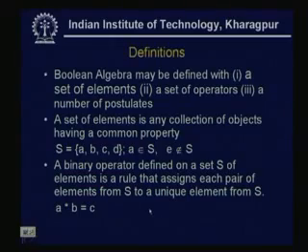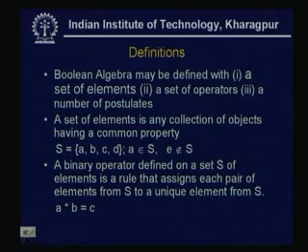First we see what we mean by algebra. Boolean algebra can be defined with a set of elements, a set of operators and a number of postulates. These are the three basic ingredients of the algebra. Now, what are the elements? A set of elements is any collection of objects having a common property. This is the definition of a set.